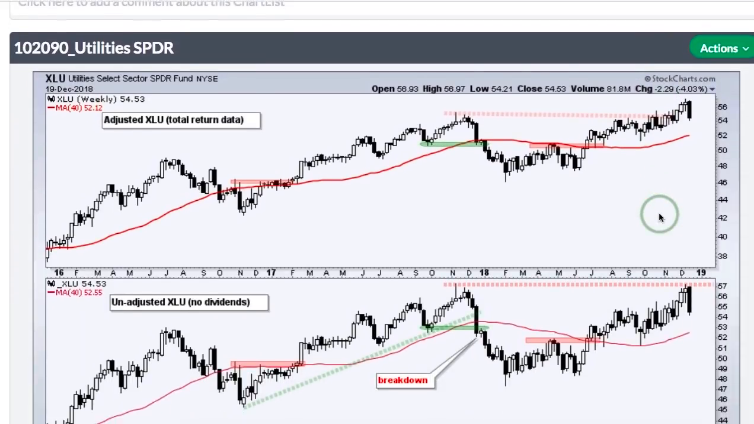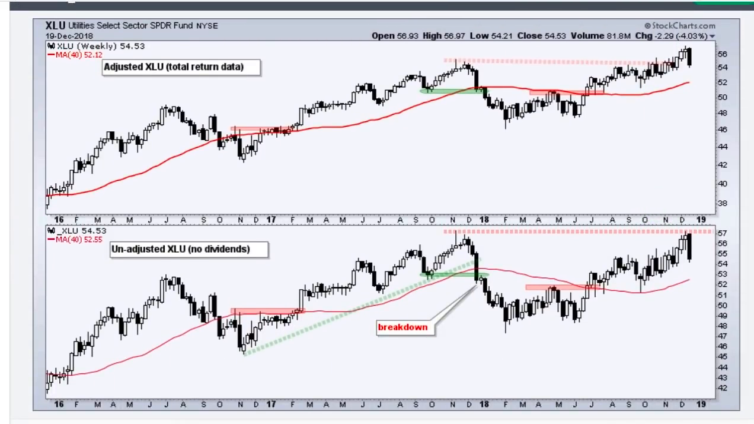Then we look at utilities. All right, utilities are still holding up. And what I've got here is XLU with dividends at the top. And you can see we've got a new high if you add in dividends. But if you don't add in dividends, we have yet to make a new high. And I think people who bought remember the price they bought at. They don't remember the price with dividends added, so to speak.